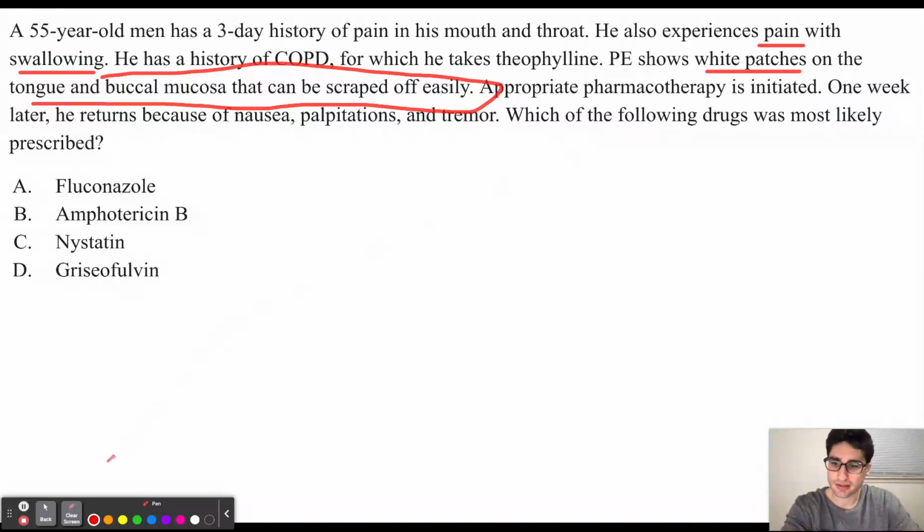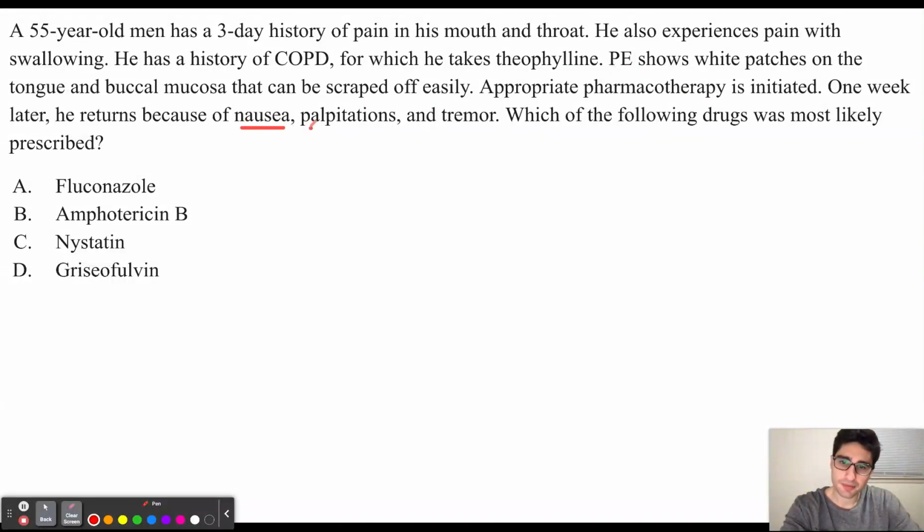Now, in order to treat this condition, he was given an antifungal agent, and 1 week after this therapy was given, he later developed nausea, palpitations, and tremor. And so this is going to be consistent with theophylline poisoning. So the antifungal agent that he was given most likely reduced the metabolism of theophylline, and this increased the levels of theophylline in the body, resulting in toxicity.